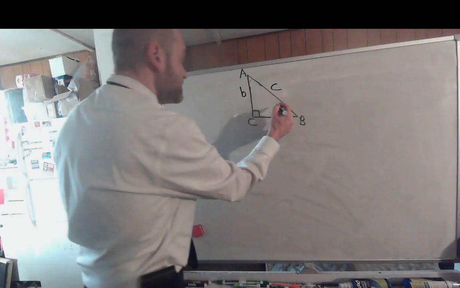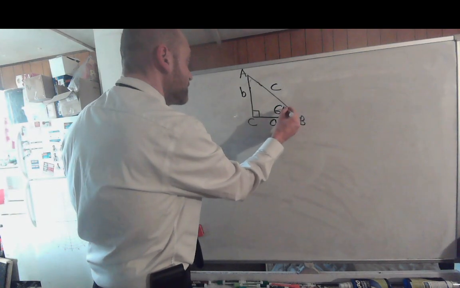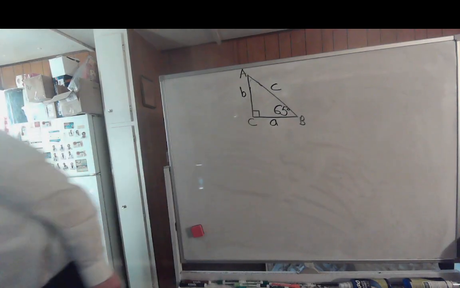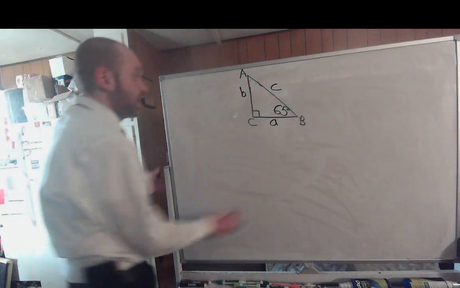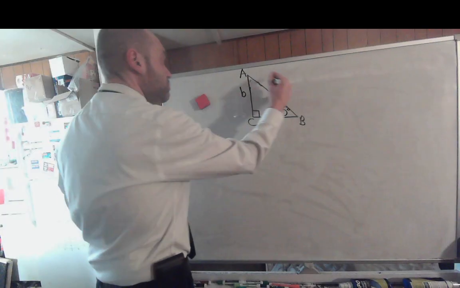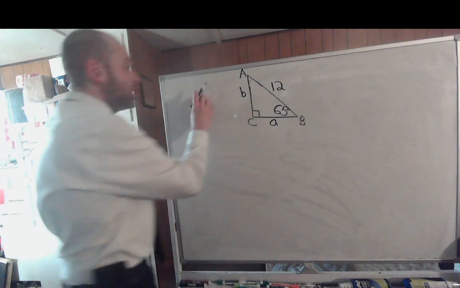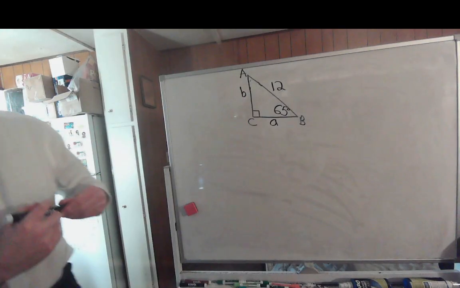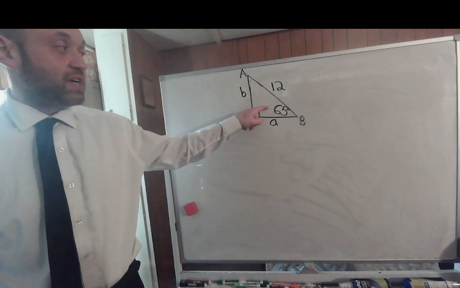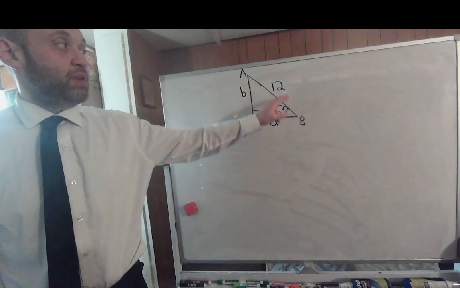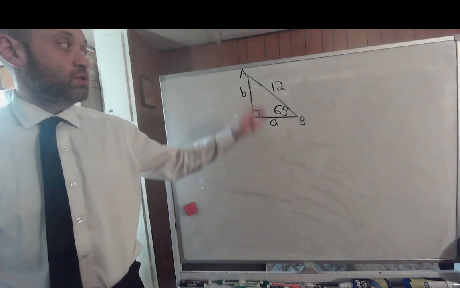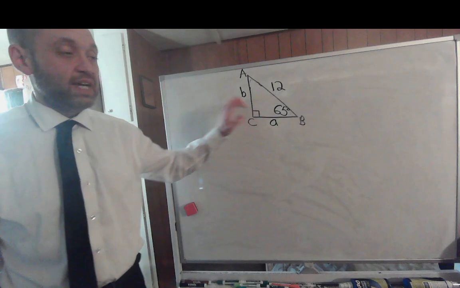Angle B is equal to 65 degrees. Your hypotenuse C has a length of 12. All right, so this right triangle, angle B has a measure of 65 degrees. The hypotenuse has a length of 12. We don't know angle A, we don't know sides A and B.